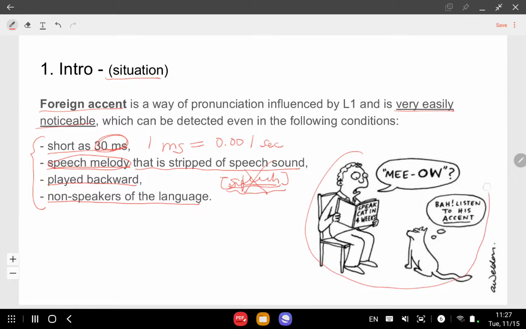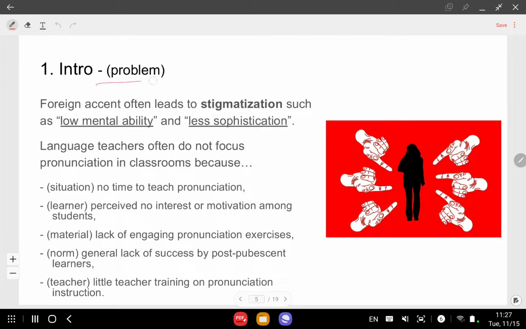And here is a funny illustration of this situation. So, meow, the person is trying to mimic a cat sound, but he's thinking, bah, listen to his accent. Okay, so foreign accents are very easily noticeable. And the problem with foreign accent is that it often leads to stigmatization, such as assumptions of low mental ability and less sophistication. Even though having a foreign accent does not necessarily mean the person is suffering from any mental disease or condition.